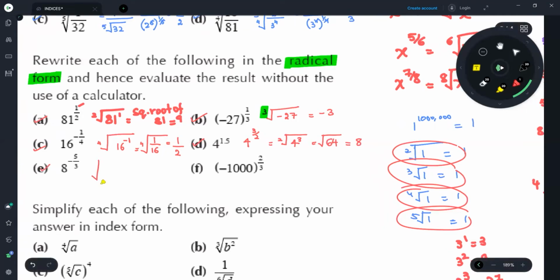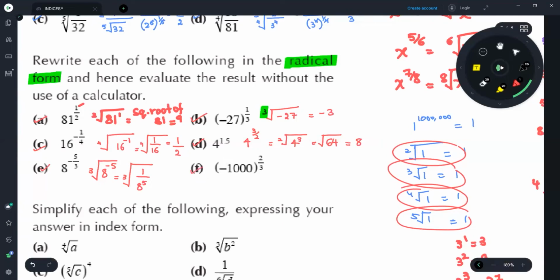Next is 8 to the power minus 5 upon 3. So I'm going to write down all of this in a radical form. So 8 is here, minus 5 is inside, and 3 outside. But you cannot evaluate a negative index. What you're going to do is 1 upon the cube root of 8 to the power 5. You understand? Okay.